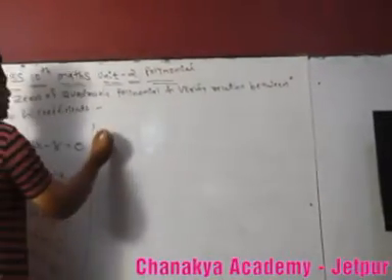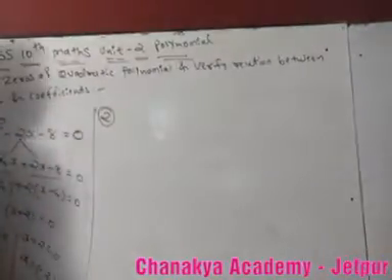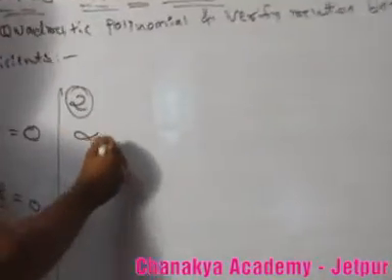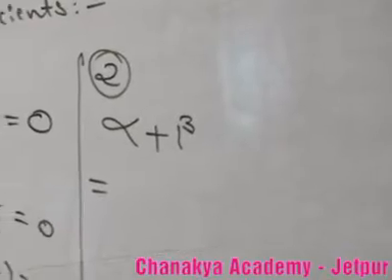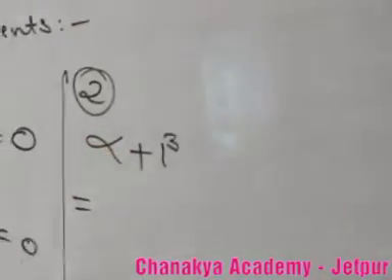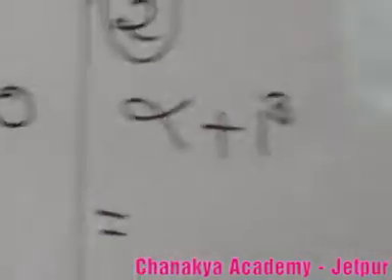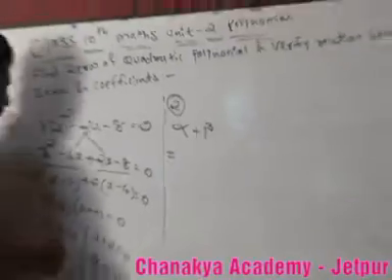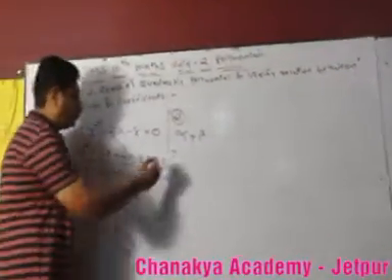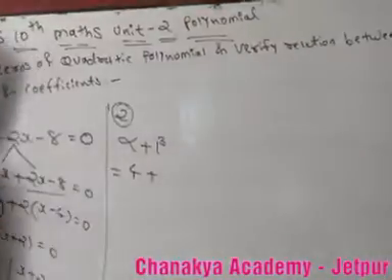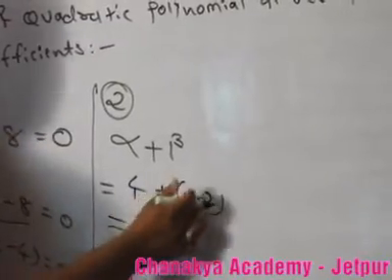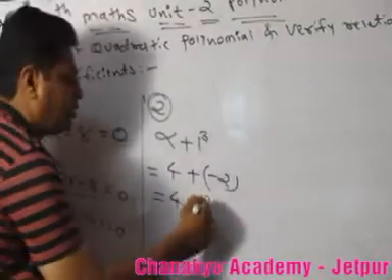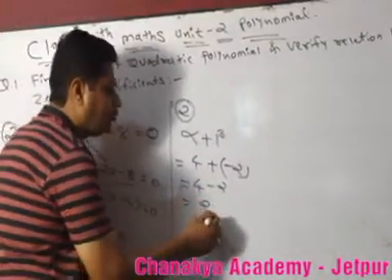Now our second step will be alpha plus beta. What is alpha? The first value of x which we have obtained is considered as alpha. The second value of x which we have found is considered as beta. The first value, alpha, that is x equal to 4, plus beta, that is minus 2. 4 plus minus 2, that is 4 minus 2, final answer 2.